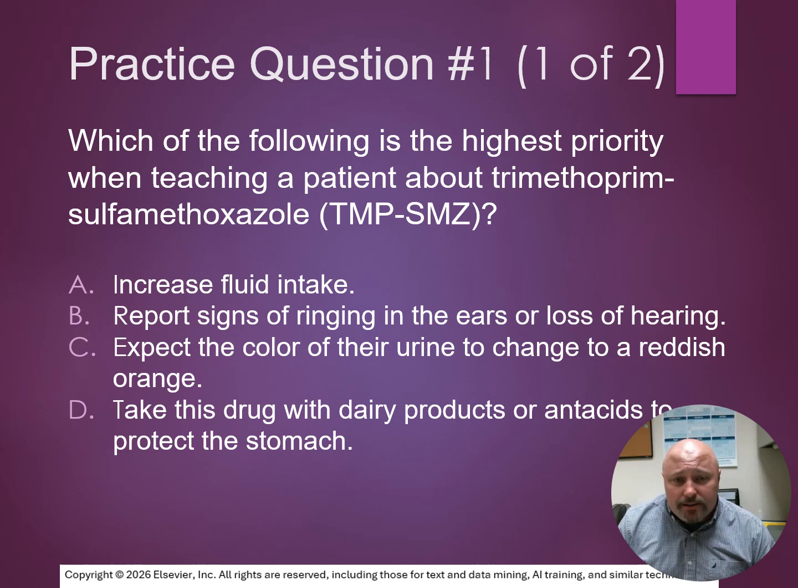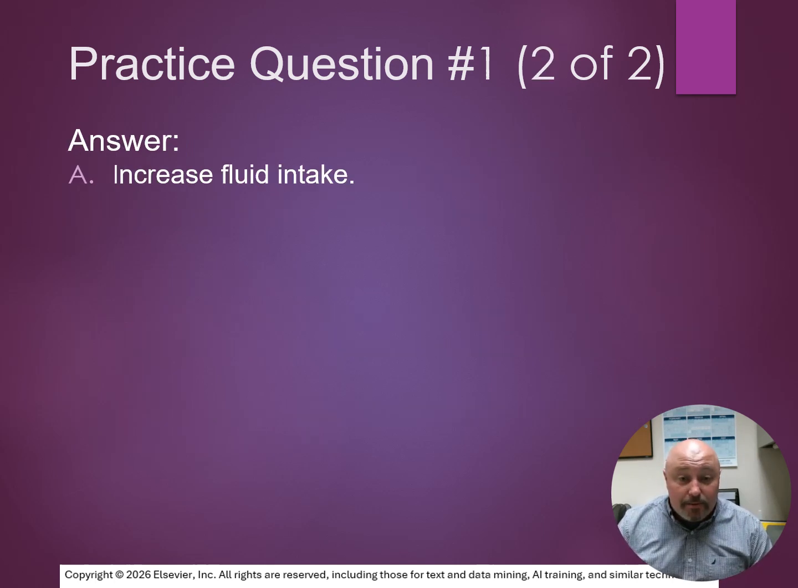For our first practice question, which of the following is the highest priority when teaching a patient about trimethoprim sulfamethoxazole? Would that be A, increase fluid intake, B, report signs of ringing in the ears or loss of hearing, C, expect the color of the urine to change to a reddish orange, or D, take this drug with dairy products or antacids to protect the stomach? And that answer is going to be A, increase fluid intake.